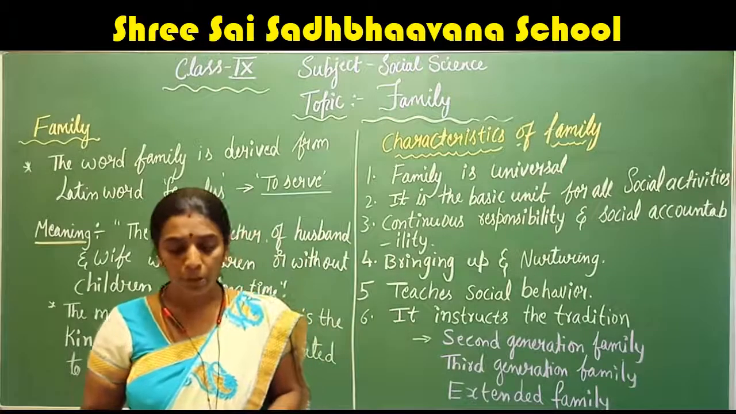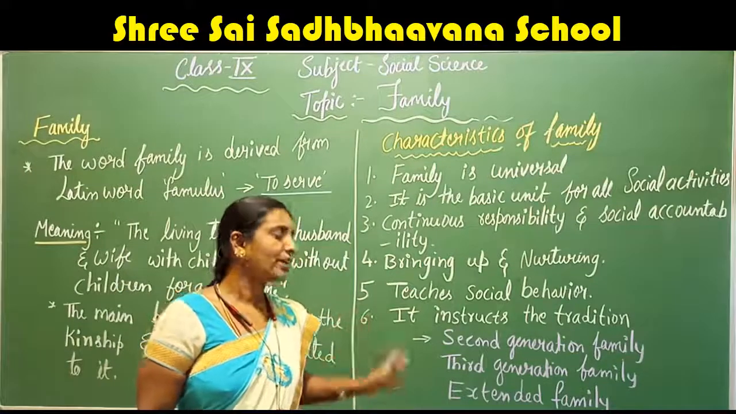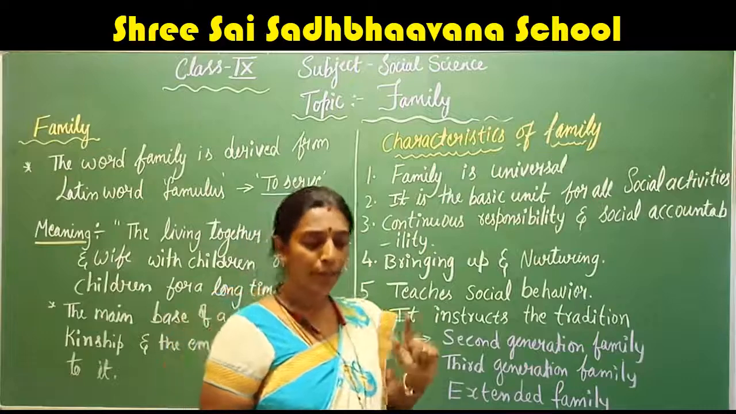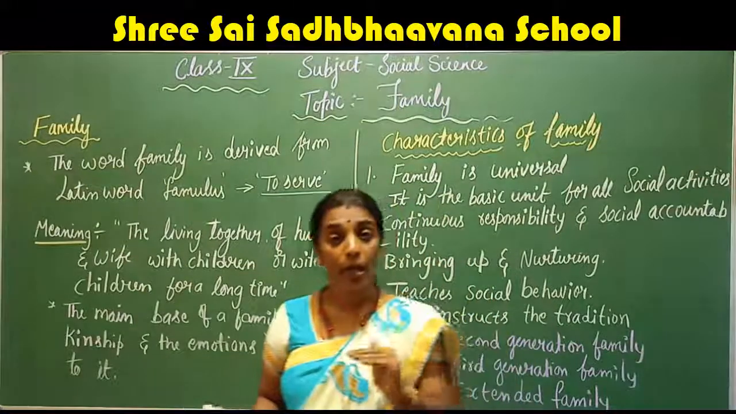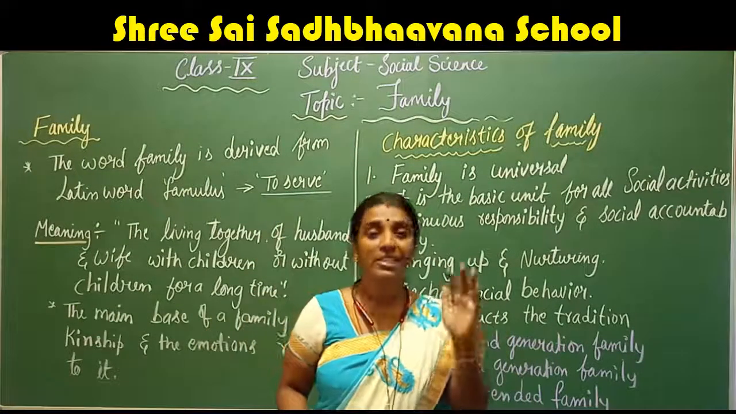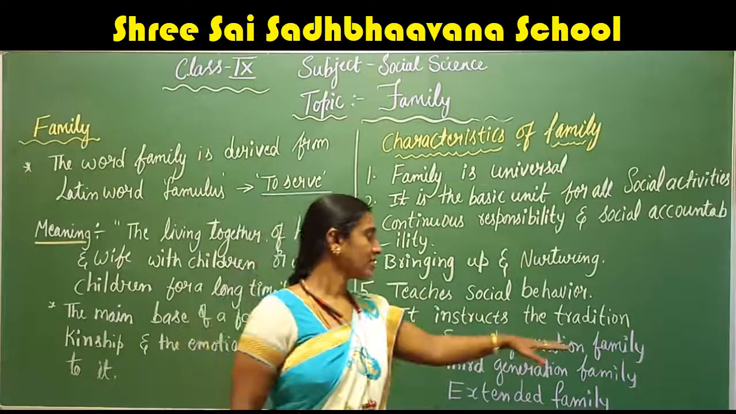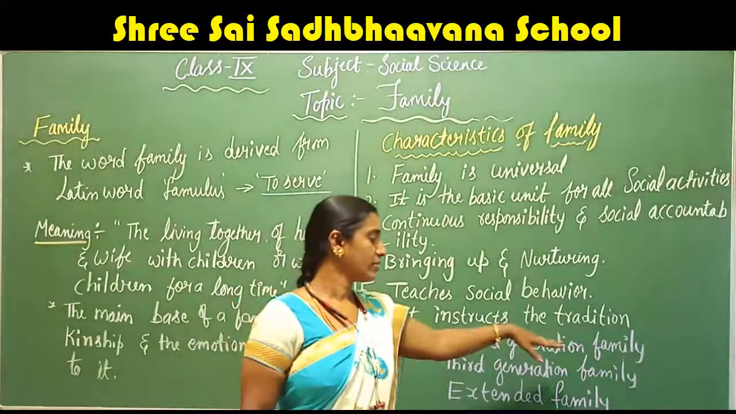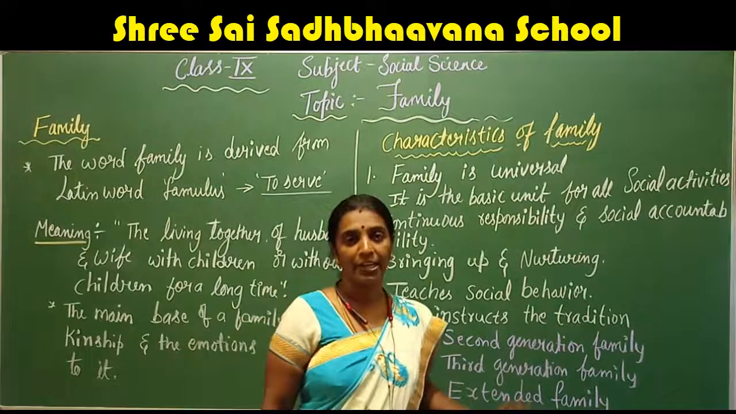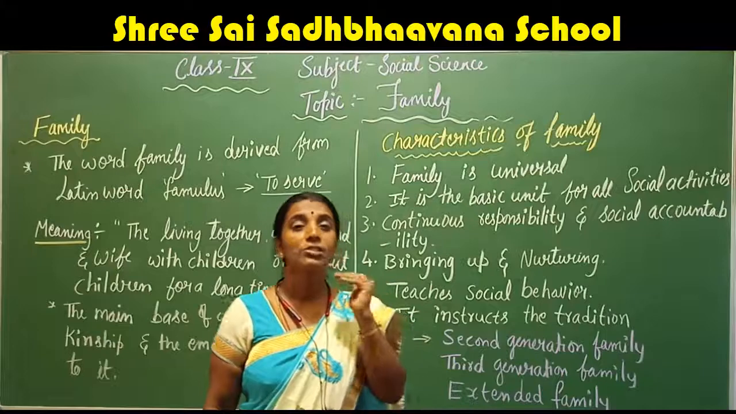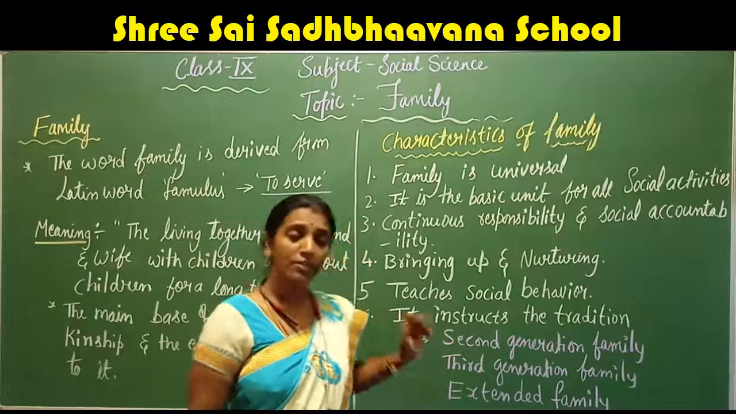Okay, children, we'll continue to understand what is a second generation family, a third generation family, and an extended family. Children, a family of father, mother, and children is called a second generation family. Now, by yourself, consider which generation family you belong to. I will teach you the features of each, and then you decide which one your family belongs to.